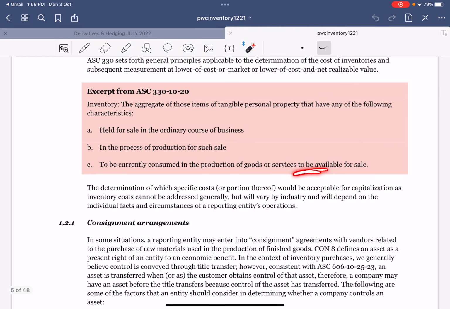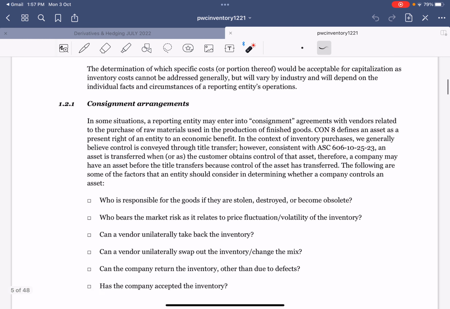Which specific costs or portions thereof would be acceptable for capitalization as inventory cannot be addressed generally, but varies by industry and depends upon the individual facts and circumstances. That's the general idea. But speaking generally, most of the cost incurred until the inventory is used for the production does form part of it. We also include borrowing cost, if any.